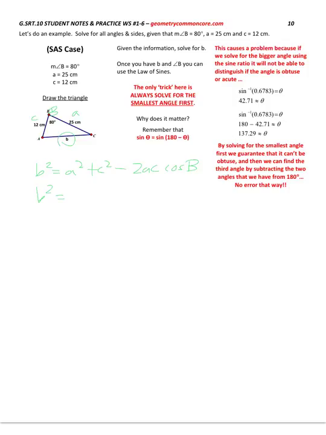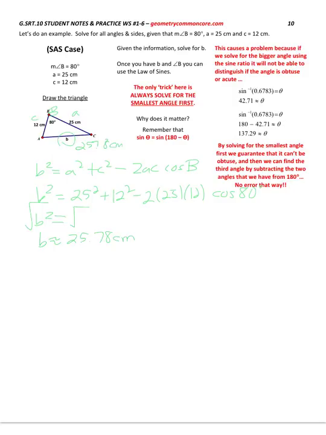So I have a squared is 25 squared plus c squared is 12 squared minus 2 times 25 times 12 times the cosine of 80 degrees. I want you to just plug this into your calculator, and once you get what b squared is equal to, go ahead and take the square root of whatever number that is, and you will get b is approximately 25.78 centimeters. And we have solved for the missing side.